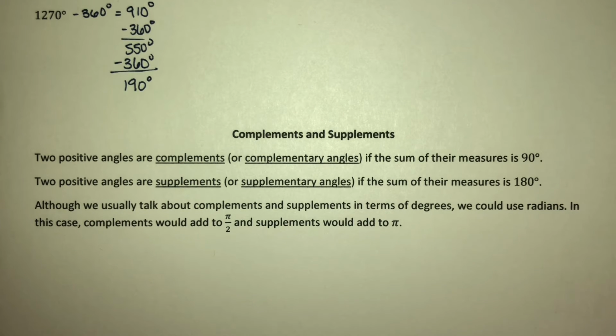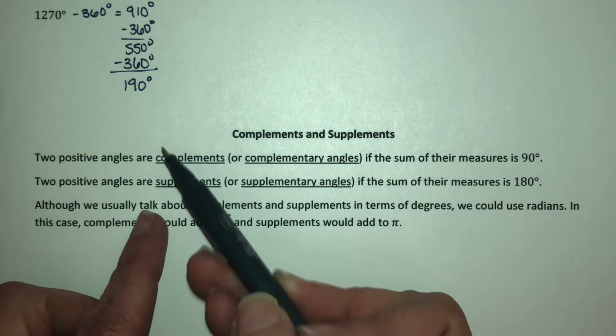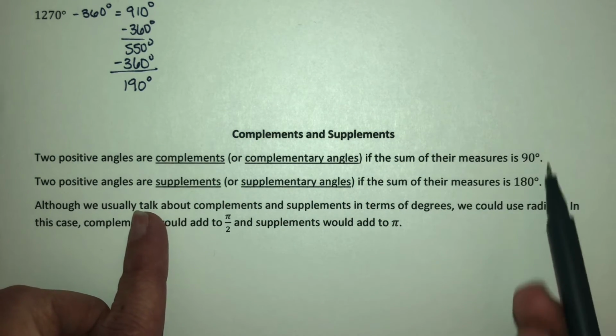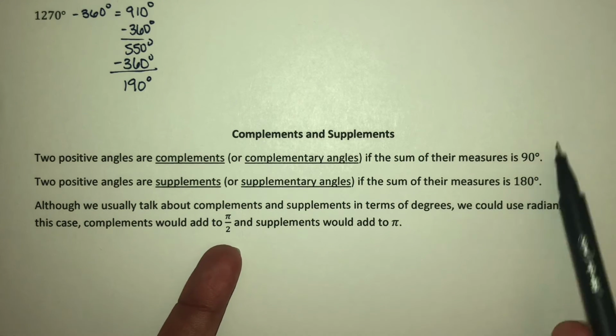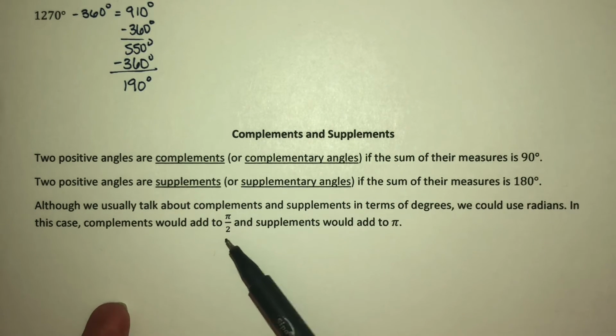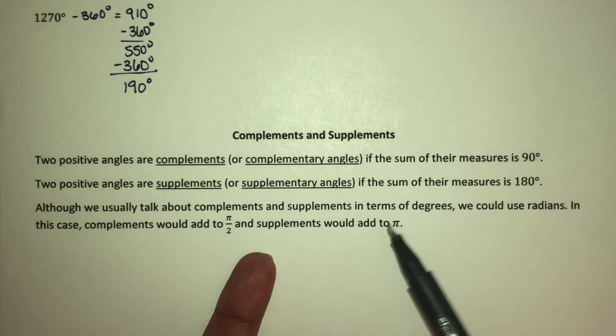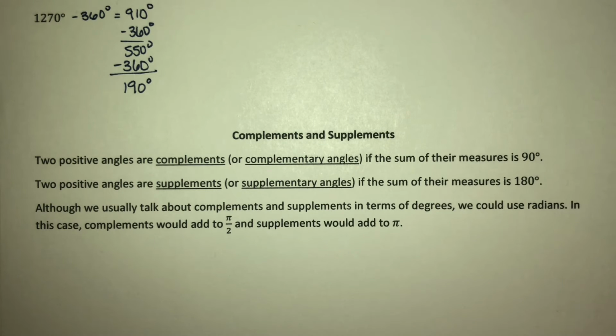Now, sometimes people get these mixed up, but a lot of times people remember the two names and they remember 90 and 180. The trick to getting these paired up correctly is if you put complement and supplement in alphabetical order, then the degree measures are also in numerical order. Usually when we talk about complements and supplements, we talk about it in terms of degrees, but we could use radians. The equivalent to 90 degrees in radians is pi over 2, and the equivalent of 180 degrees in radians is pi. So if we're talking about complements in radians, we would be looking for something that adds to pi over 2. And if we're looking for a supplement, they would need to add to pi.